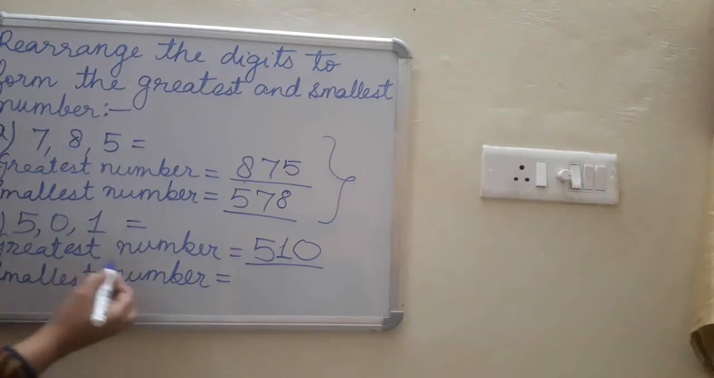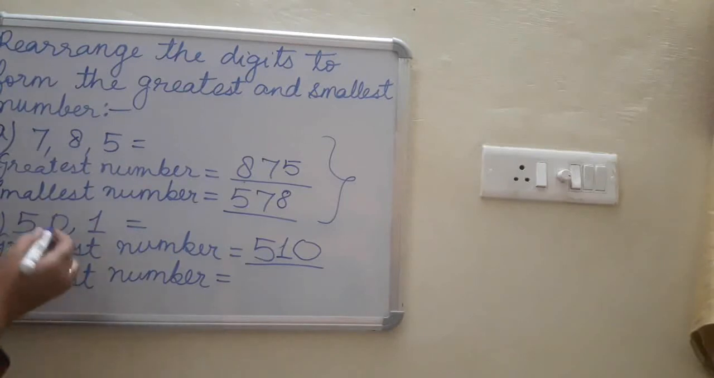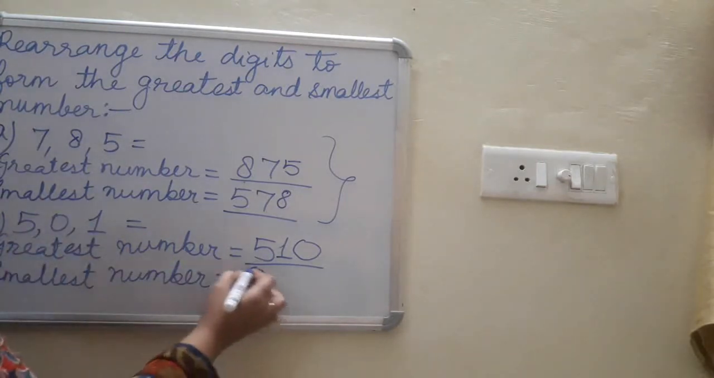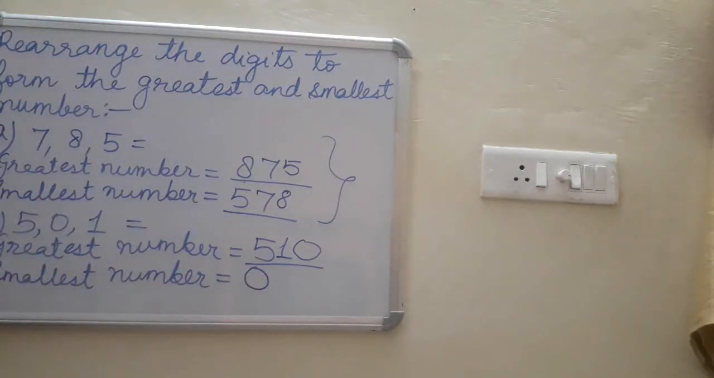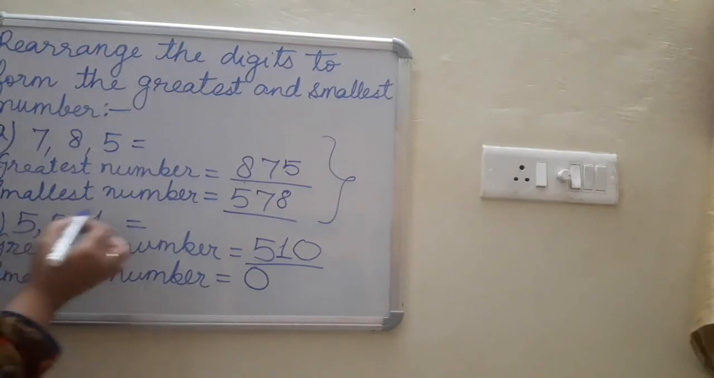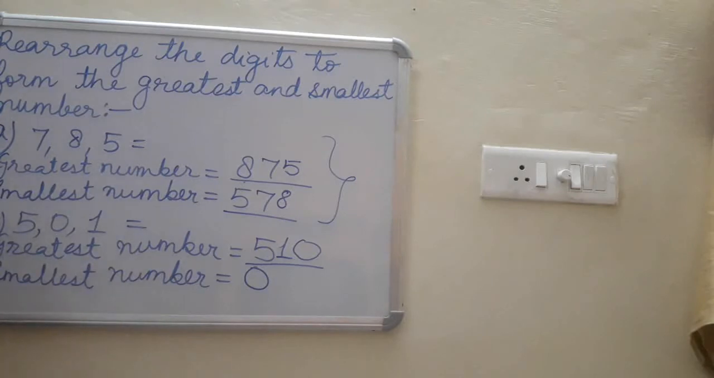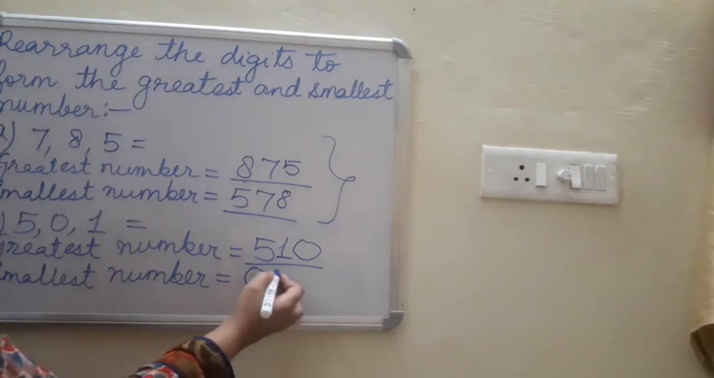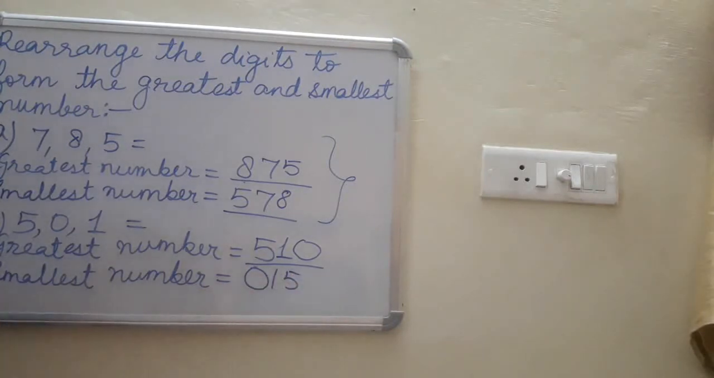To form the smallest number, what are we going to do? You will say that we should write the digit 0. Yes children, you all must be saying that ma'am, we should put the digit 0 here. Why? Because you will say that 0 is the smallest. But children, we are not going to put 0. Suppose we put 0 here, then what will happen? You will say here should be 0, here 1 and here 5.